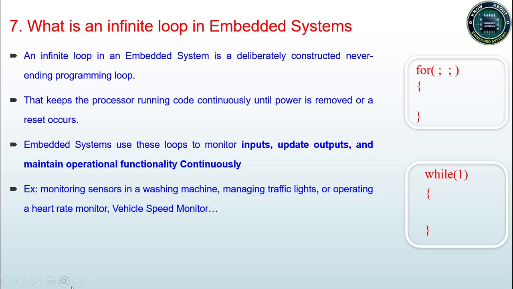inside this infinite loop. So real-time examples, if you observe, one is a washing machine monitoring different sensors, managing traffic lights, monitoring the heartbeat, and monitoring the vehicle speed in real-time scenarios. So in these types of applications, we have to read data continuously, we have to update data continuously. This is possible only using the infinite loop construction. I hope you are clear with this.